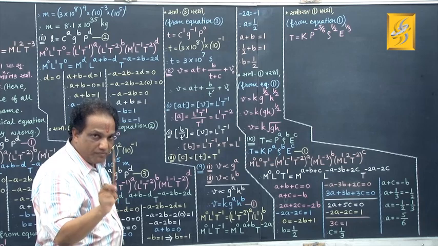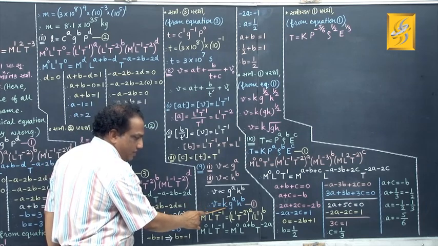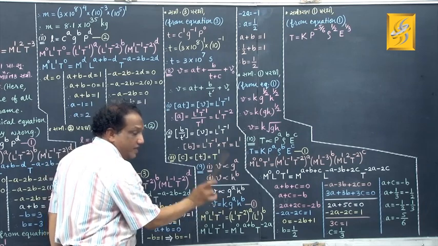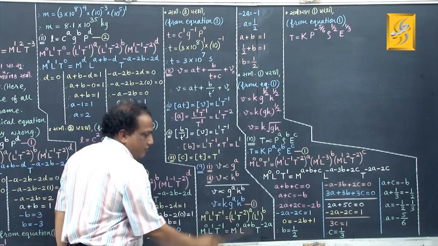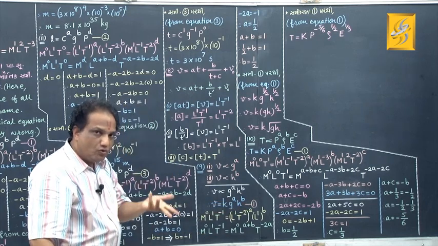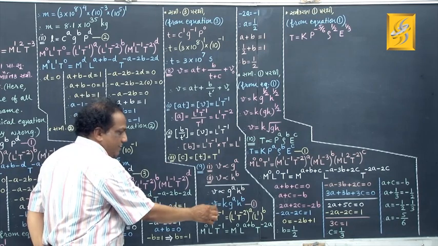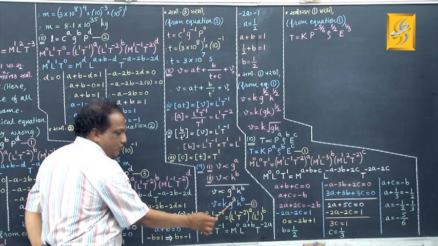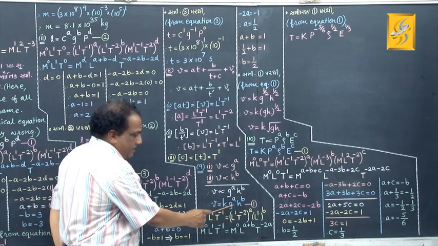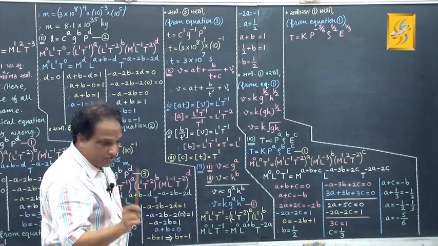In the textbook they have given the symbol small k, so I am writing here small k. G raised to A, H raised to B as it is, give it equation number 1. Now what to do? Just write down the dimensional formula on both the sides. For velocity it is M raised to 0, L raised to 1, T raised to minus 1. Small k is a dimensionless proportionality constant.